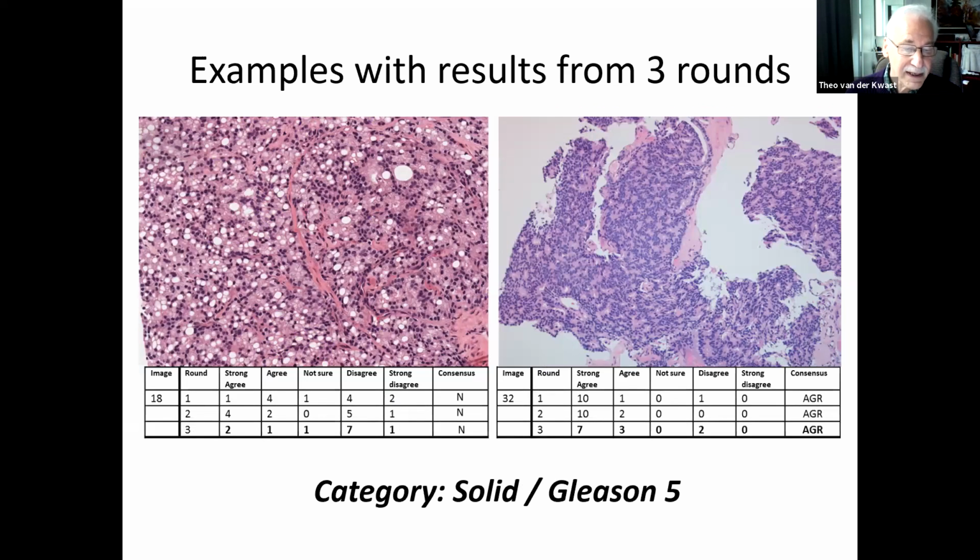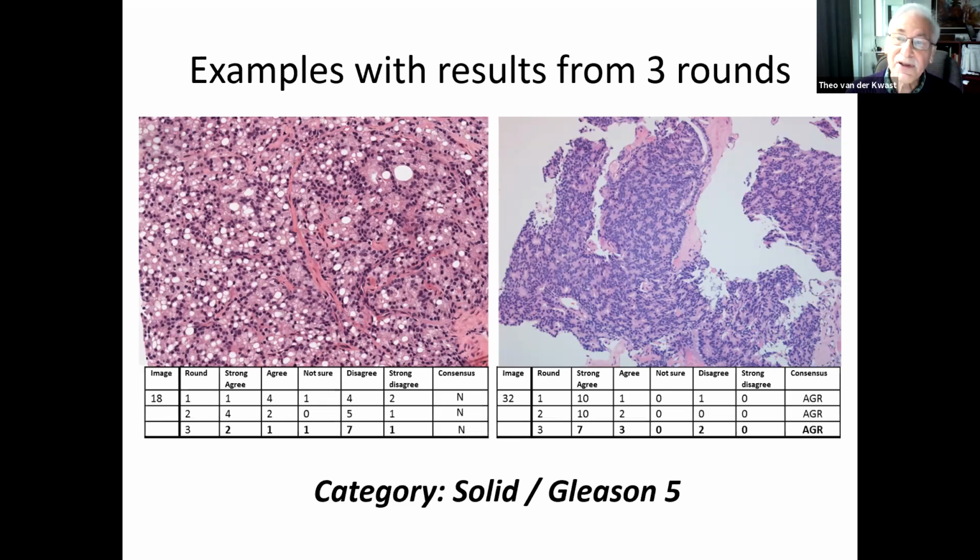The next 2 cases show a category solid or Gleason pattern 5 images, and they appeared very controversial. There was no consensus achieved on the left image, as you can see. This image contains a largely solid field of vacuolated cells, but a few lumina can be seen in the right upper corner. No consensus was reached in any round.